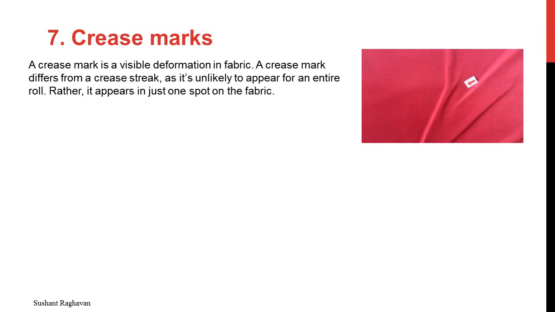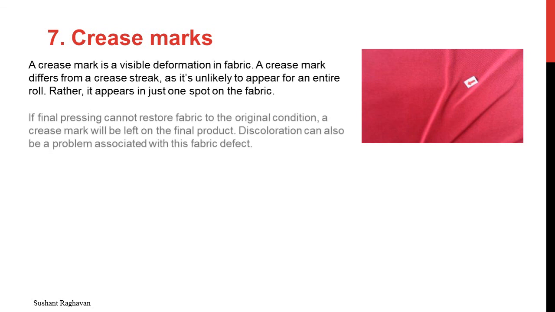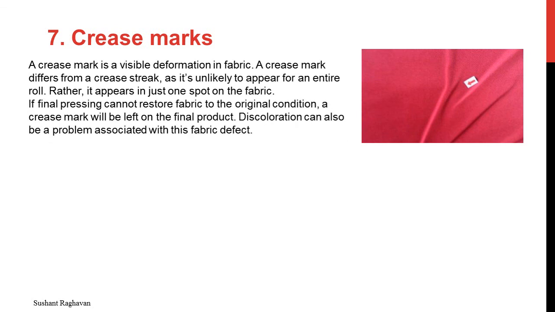A crease mark is a visible deformation in fabric. A crease mark differs from a crease streak and it's unlikely to appear for an entire roll. Rather, it appears in just one spot on the fabric. If final pressing cannot restore fabric to the original condition, a crease mark will be left on the final product. Discoloration can also be a problem associated with this fabric defect.